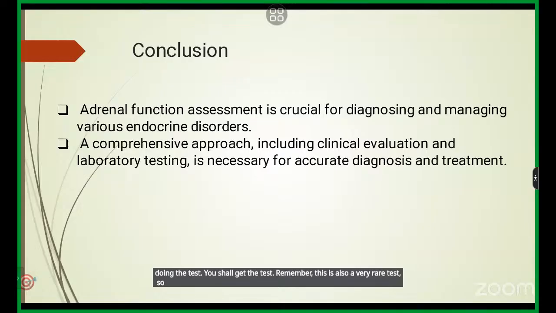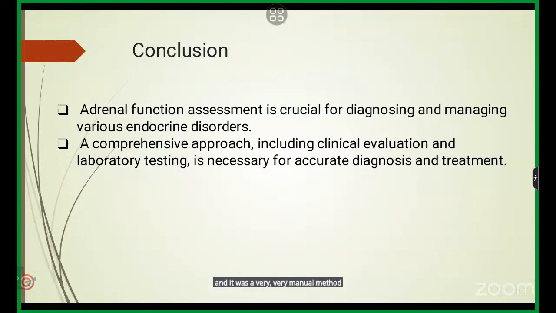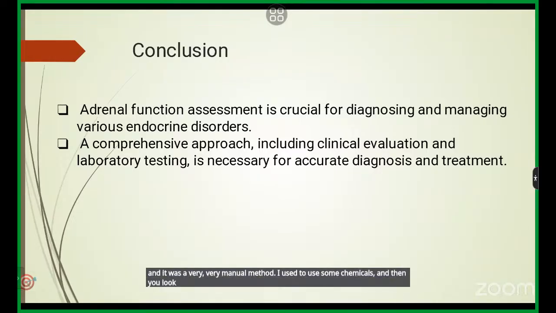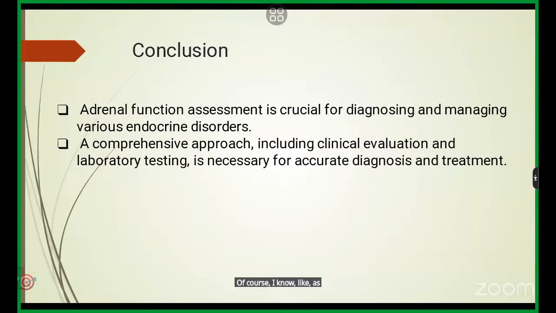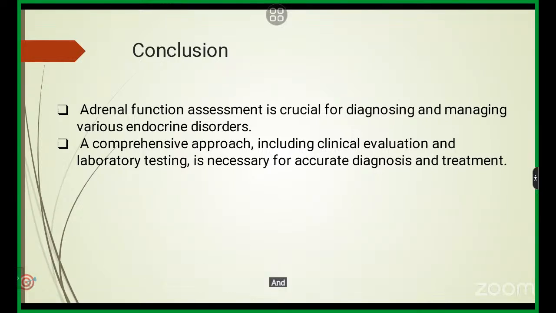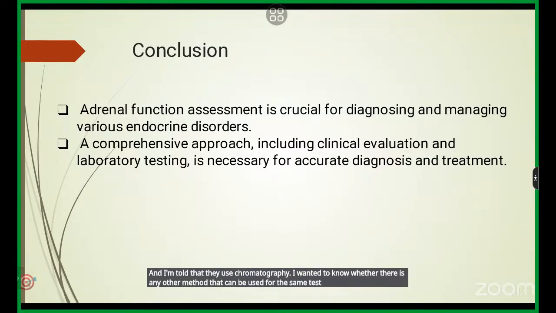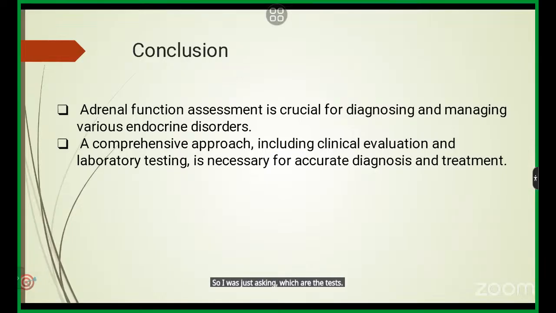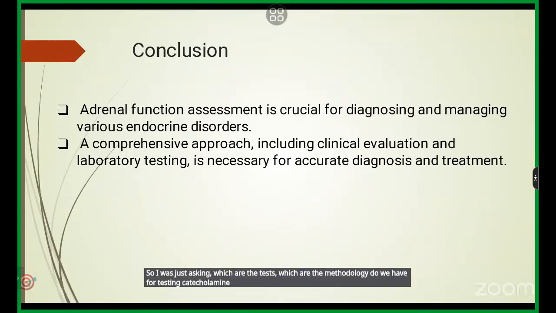So I remember we used to do this test at KNH. It was a very, very manual method where you used some chemicals and then you look for a certain color, then you report positive or negative depending on the intensity of the color. Of course, like us, we are sending samples to a private laboratory, which usually ships them to a laboratory in South Africa. And I'm told that they use chromatography. So I wanted to know whether there is any other method that can be used for the same test, because it's usually very, very expensive. So which other methodology do we have for testing catecholamines apart from chromatography?